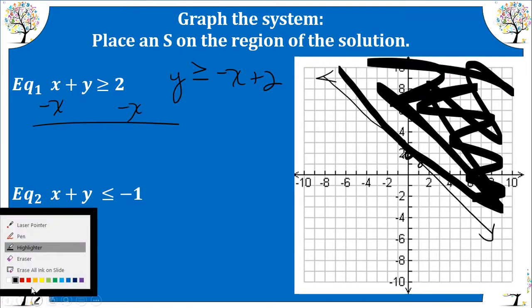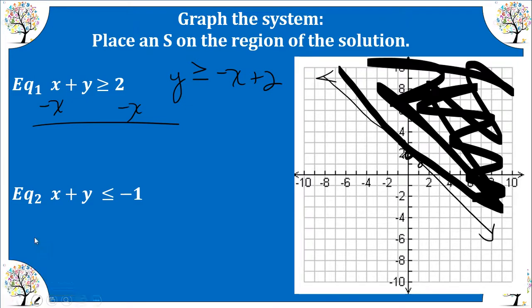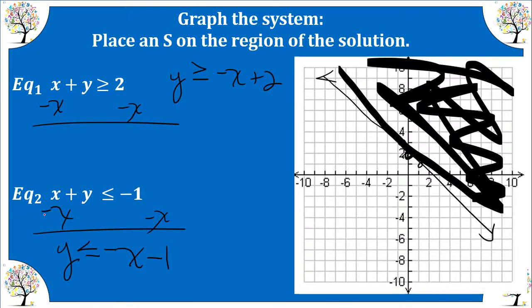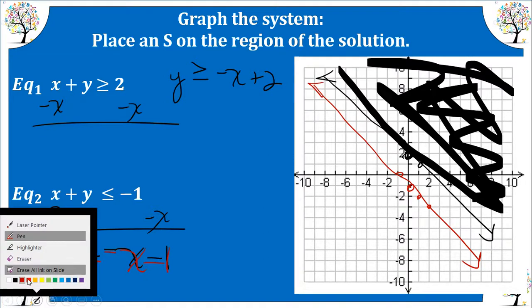Okay, let's do our next one. And I think the red shows up nicely. Subtract x. Y is less than or equal to negative 1x minus 1. This is the equation for the red. So let's plot this at 0, -1. We're going to go down 1, right 1, down 1, right 1, or up and left. It is going to be solid. And we are going to shade below. So let's do the highlighter, make sure it's red.